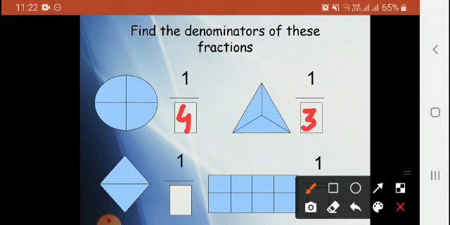Next, the figure is divided into 2 equal parts. So the denominator of this figure becomes 2, and here we can write the fraction as 1 by 2, supposing one part is needed by us. In the last figure, the figure is divided into 8 equal parts. 1, 2, 3, 4, 5, 6, 7, 8. So its denominator becomes 8, and we can write its fraction as 1 upon 8.